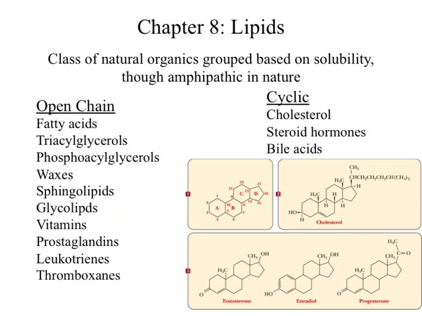We get two different forms. You can either have open chain lipids or you can have cyclic lipids. And we've got a big list of all the different things that can classify under each of these. So we'll look at structures for each of these and try to determine that.